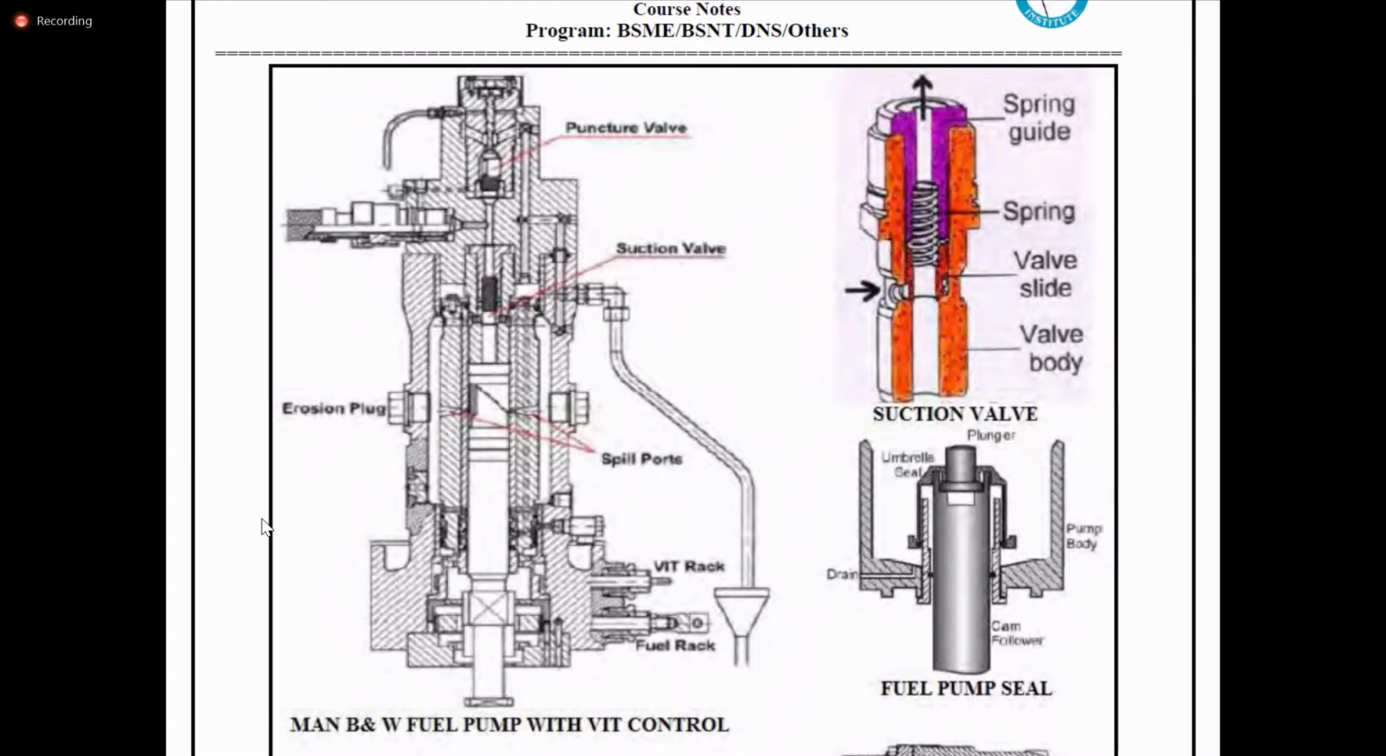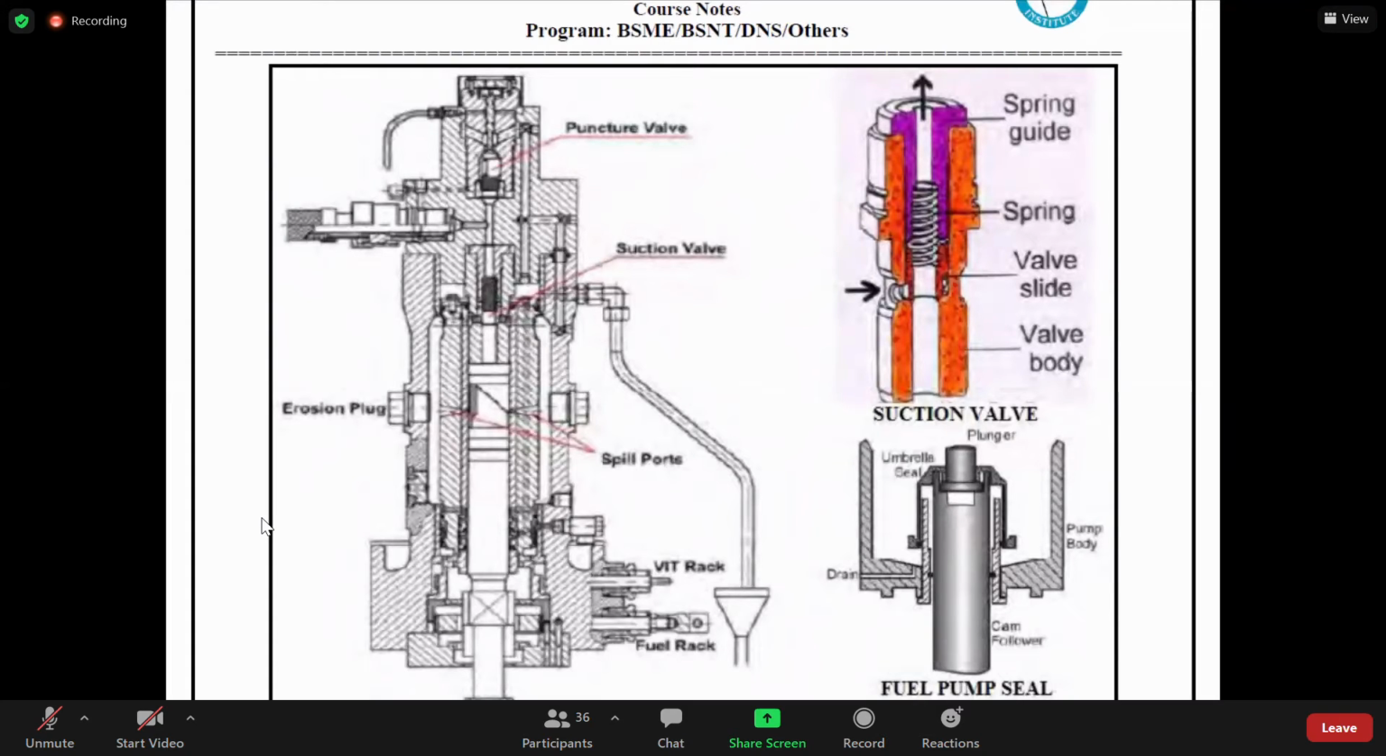Then, sir, there should be a fixed pipe, no? The pipe is not connected to the barrel, the pipe is connected to the pump body, which is fixed. The pump body is fixed, the pipe is fixed. Got it, sir. Okay. Any more questions? No, sir. Okay. So now you have got the understanding of the MAN B&W type of fuel pump, and also understood how VIT will be functional in this type of pump.